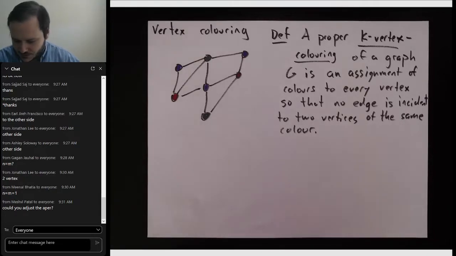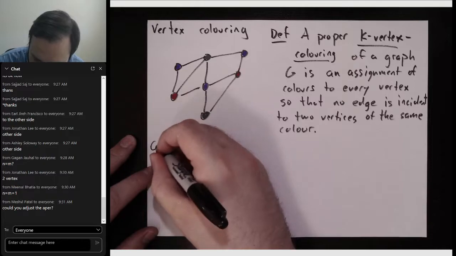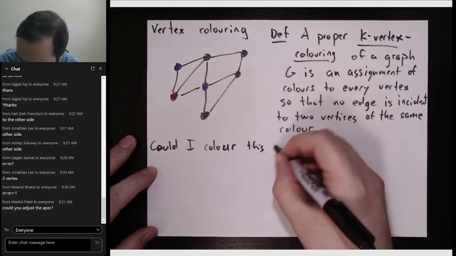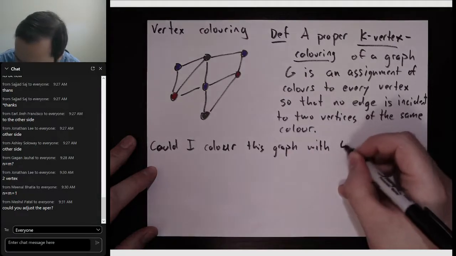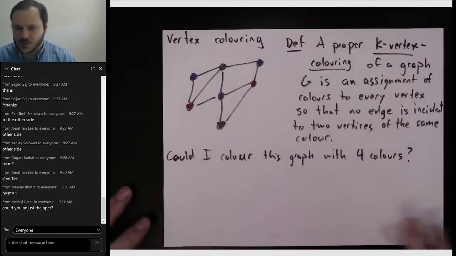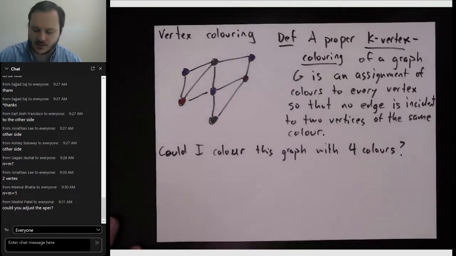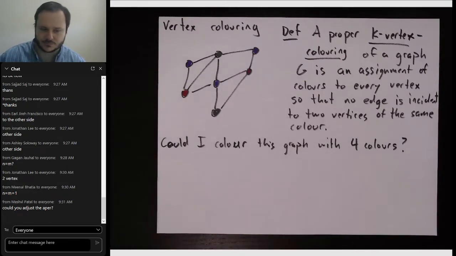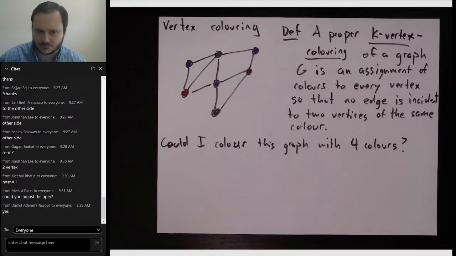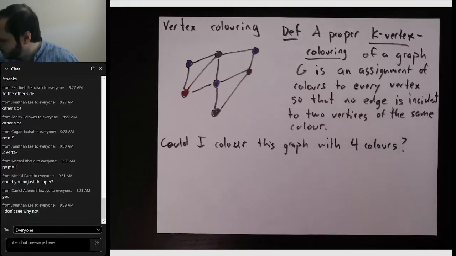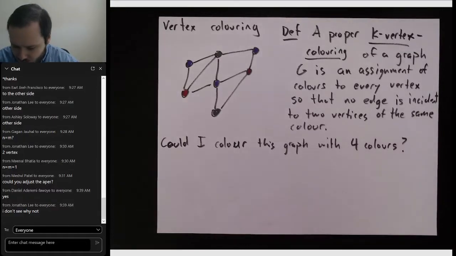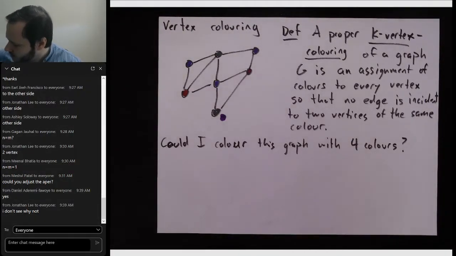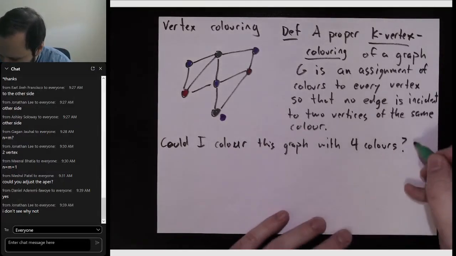So here's my question. Could I color this graph with four colors? I used blue, red, and green, but could I have done it with four colors? Is it possible? Yeah, right? I can just change any one of the colors. Make this one purple instead. And now I have a four vertex coloring. Just use an extra color. That's not a problem. So, sure. Why not?